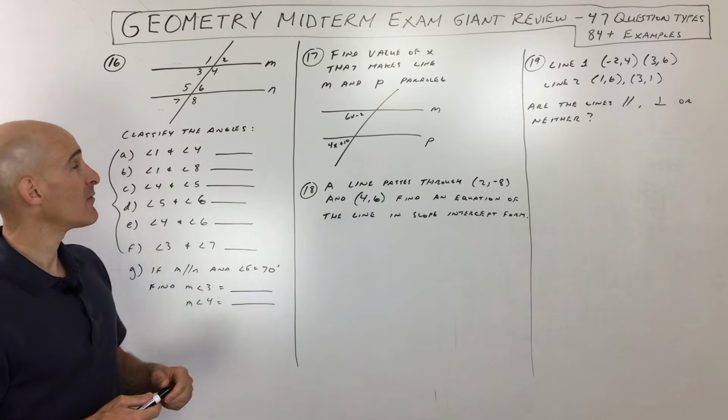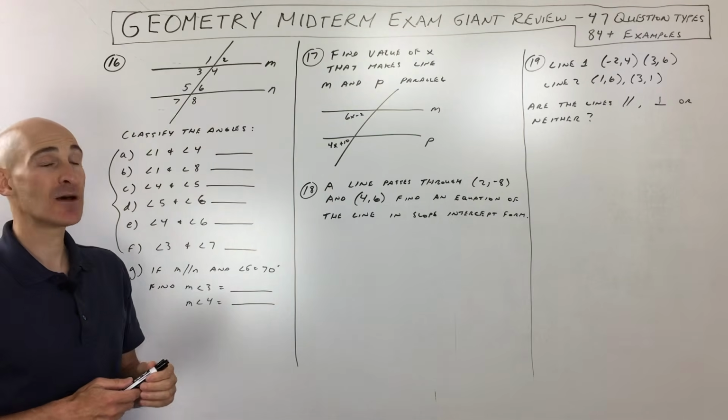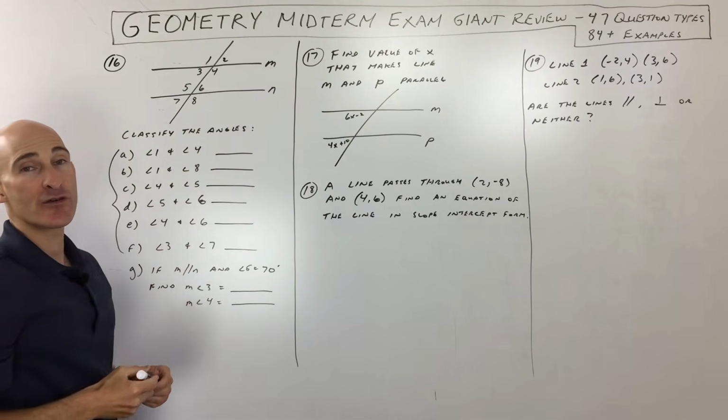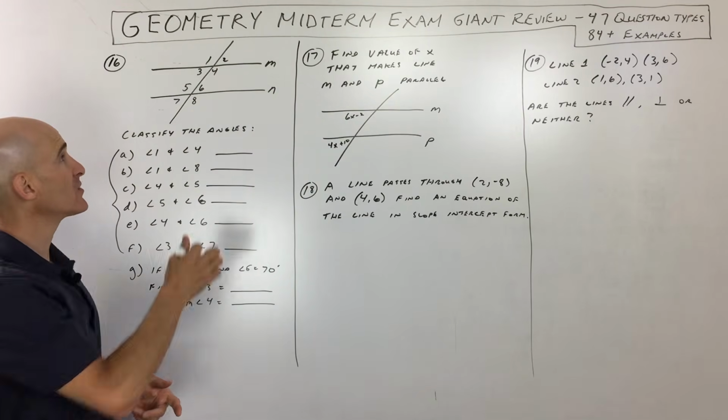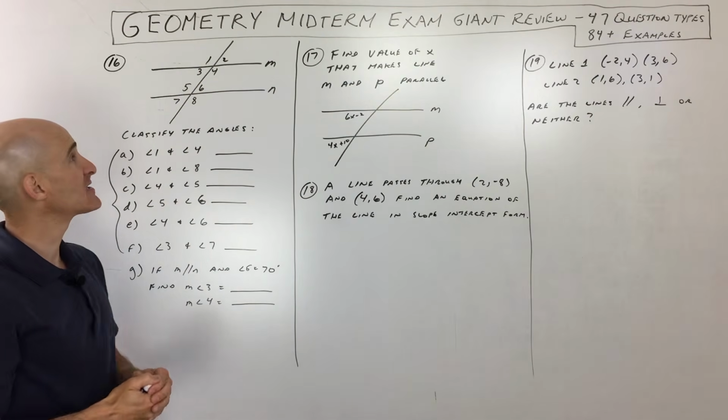So let's continue with this video. Question number 16, this is a really important concept. You've got two lines, in this case M and N, and they're cut by a third line, which is called a transversal. And you can see in the process, there are 8 angles that are formed. So a really important concept for geometry.